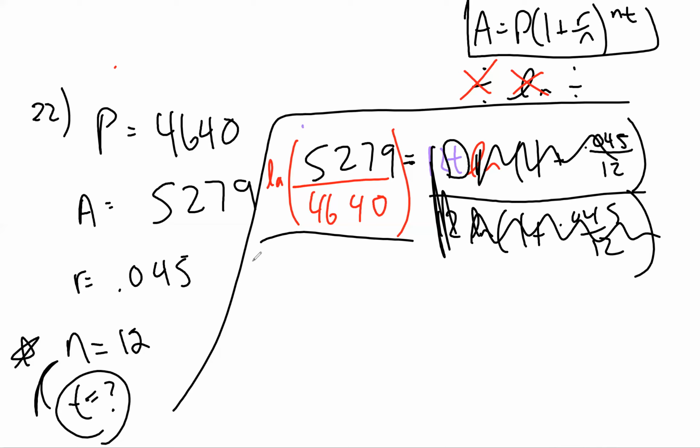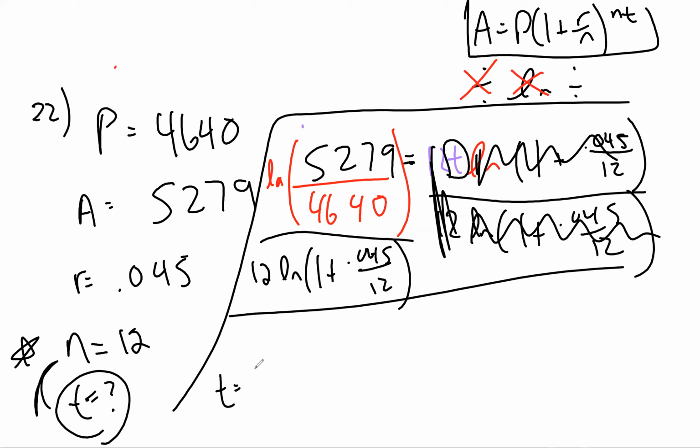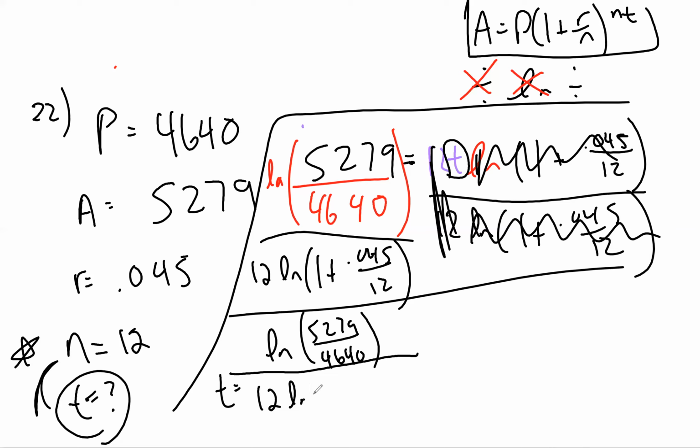So I will have 12 ln 1 plus 0.045 over 12. And so my exact answer after all of that is t equals the ln of 5279 over 4640. Now this problem looks bad, okay, but really we only did 3 steps, and I will divide that by 12 times the ln of 1 plus 0.045 over 12, like that.